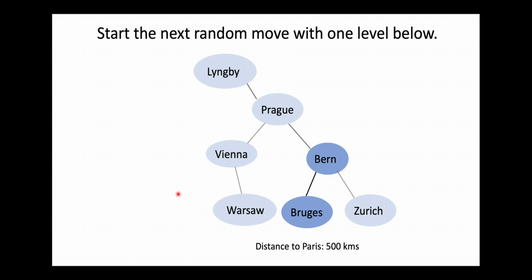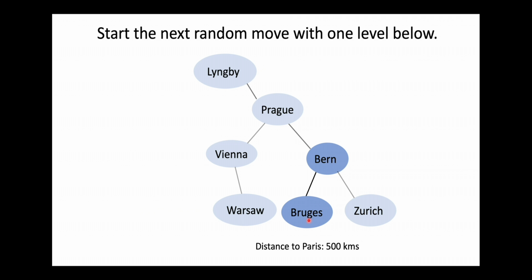Now we again go one level down, following the best path, Lyngby, Prague, and then Bern. And from Bern, we make a random path. Let's say this time we reach Brussels, and our distance from Paris is 500 kilometers, and therefore we again update the path. So our final path is Lyngby, Prague, Bern, and Brussels.